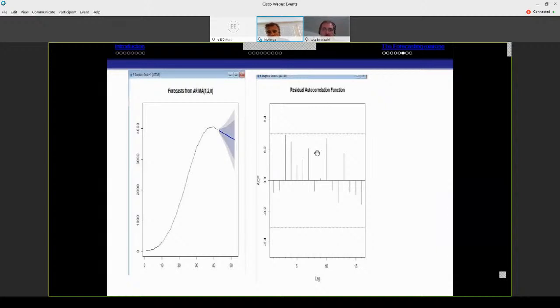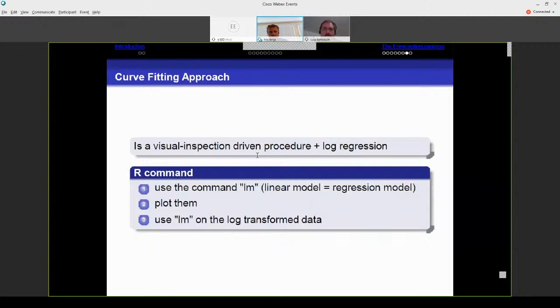Very quickly, I'm going to skip this one here because R accounts for it. We don't need it. Now let's conclude with a curve fitting approach.